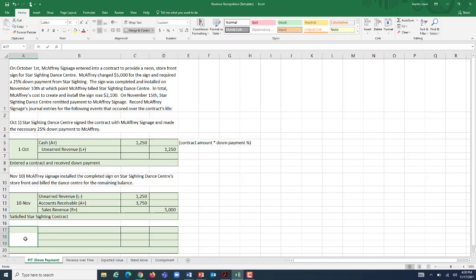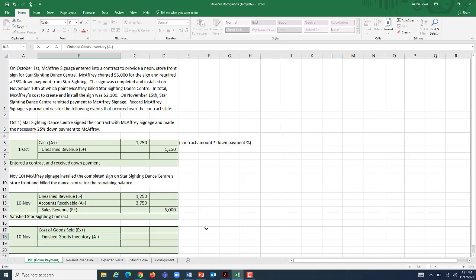Let's record the expense on the same date. On November 10th, what's the entry to record the expense? Whenever you sell something, it is a debit to COGS, cost of goods sold, over a credit to the inventory account that you are reducing. In this case, we finished that thing, so it's going to come out of finished goods inventory.